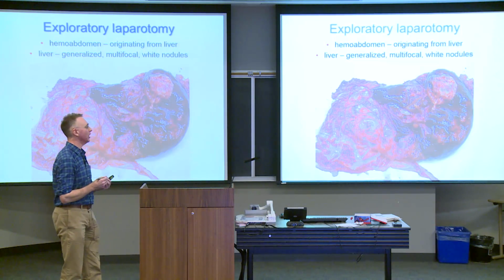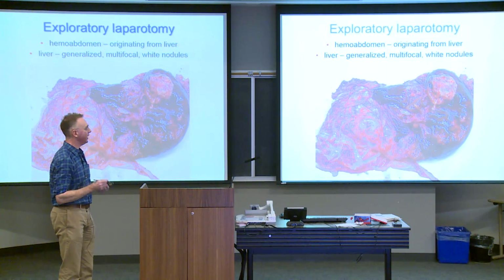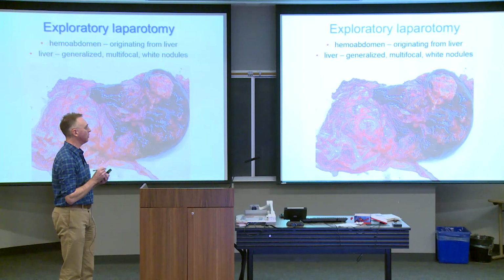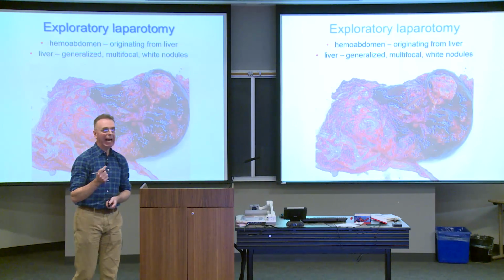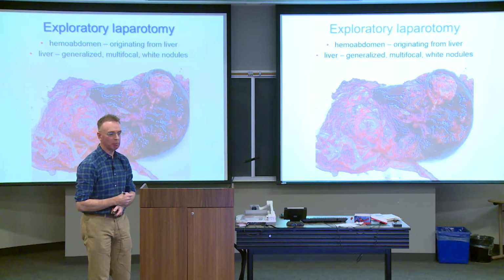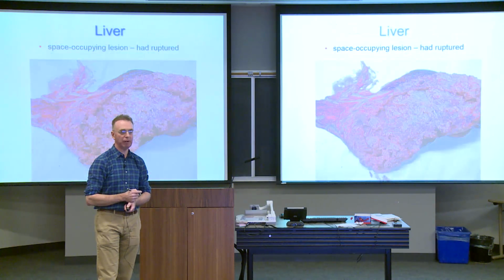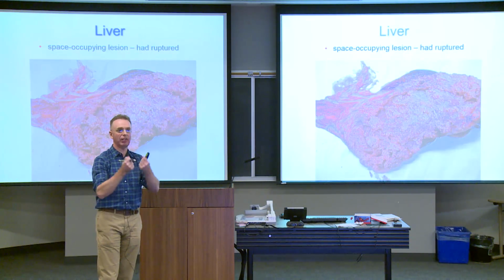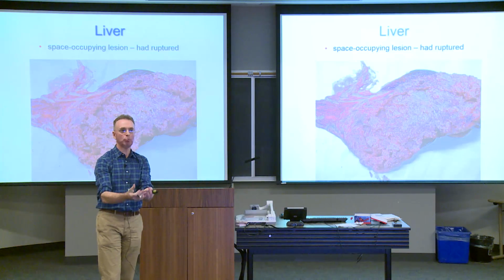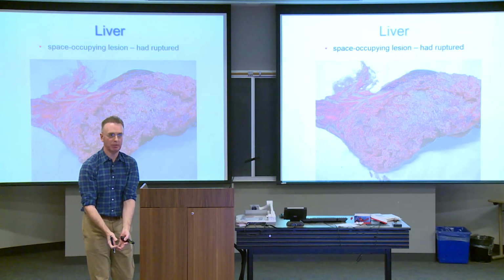Throughout the liver, there are generalized multifocal white nodules, anywhere from a few millimeters to multiple centimeters in size. And inside one particular part of the liver, there was a cystic lesion full of blood. It was about 8 to 10 centimeters in length, so they've opened it here, and this is where the blood was leaking from into the abdomen.